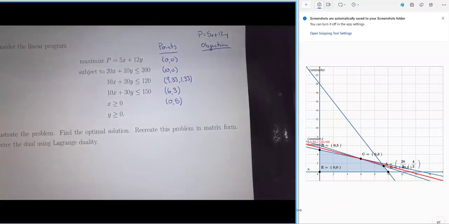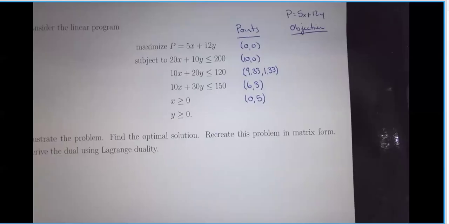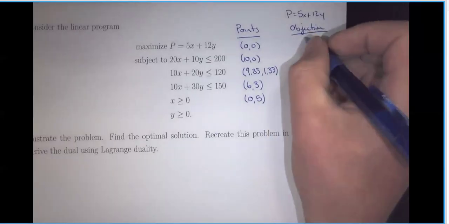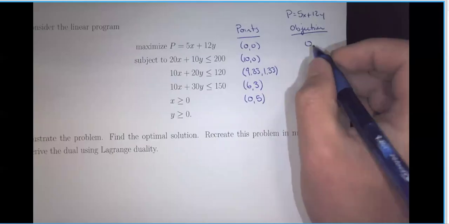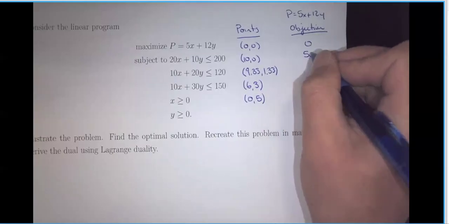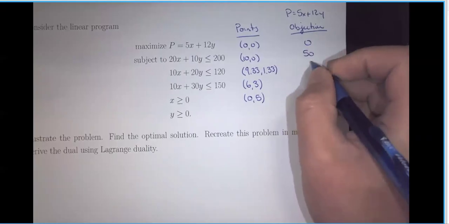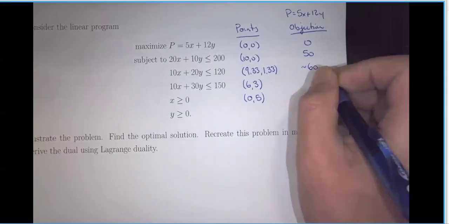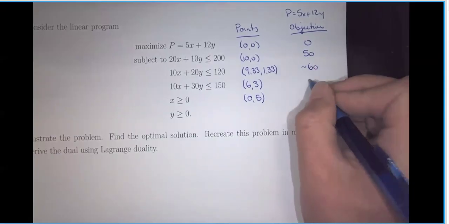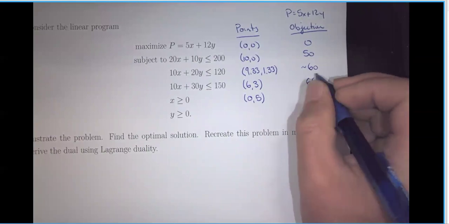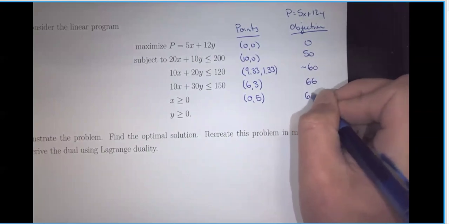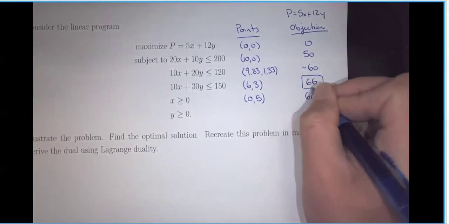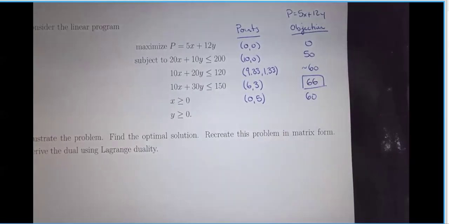Okay. So when we plug in the objective function value, for the first one we get 0. For the second one we get 50. So those ones are pretty easy. The next one, you can calculate it, it's right around 60. The fourth one is 66, and the last one is 60. So obviously the maximum value is at (6, 3). Again, a good graph will show you that pretty quickly.